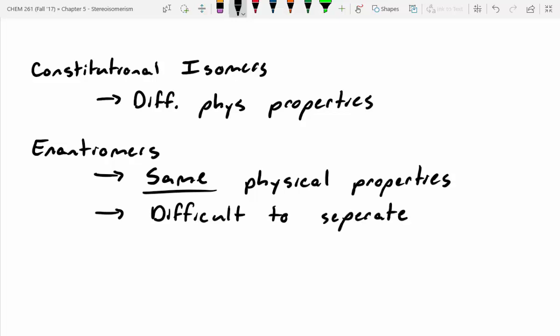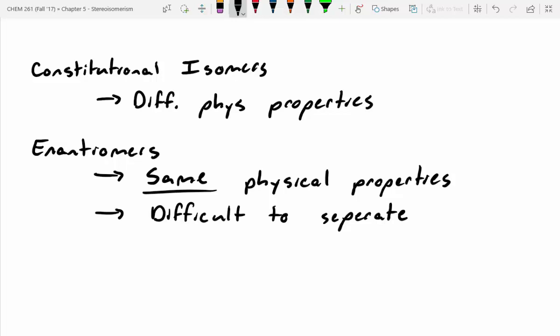So what do you think I mean by physical properties? What would be an example of a physical property that we could use to separate things with? Boiling point, right? So for example, in lab, we can separate things by differences in boiling point by using distillation. You can do that really easily with constitutional isomers. You can't do it at all with enantiomers. They have the exact same melting point, exact same boiling point, exact same physical properties.